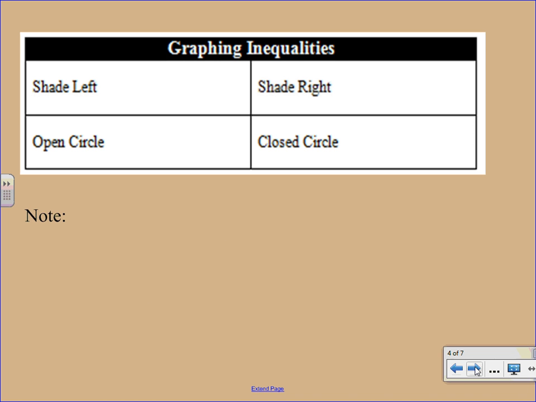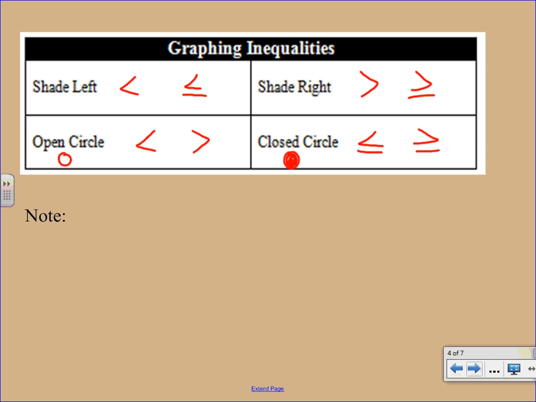All right, moving on, we're going to look at how to graph inequalities. We have this little table here just to help you. If you look at a symbol, you can figure out which way to go. You're going to shade left on a number line if you see a less than symbol or a less than or equal to symbol. And you're going to shade right if you see the opposite, a greater than symbol or greater than or equal to. You'll use an open circle, meaning you can't actually be equal to that number, if you see a less than or a greater than. And you're going to use a closed circle if you see the equal bar attached to the inequality symbol, so less than or equal to or greater than or equal to.